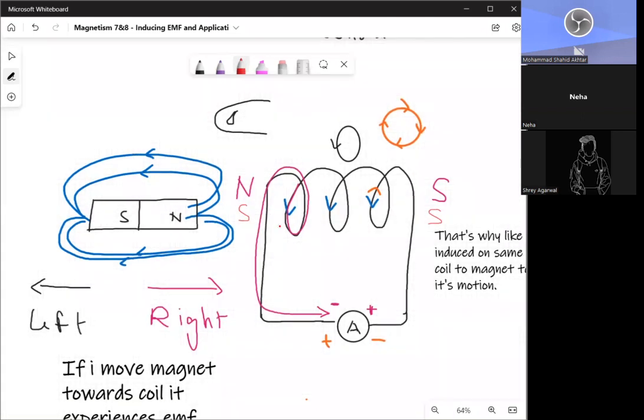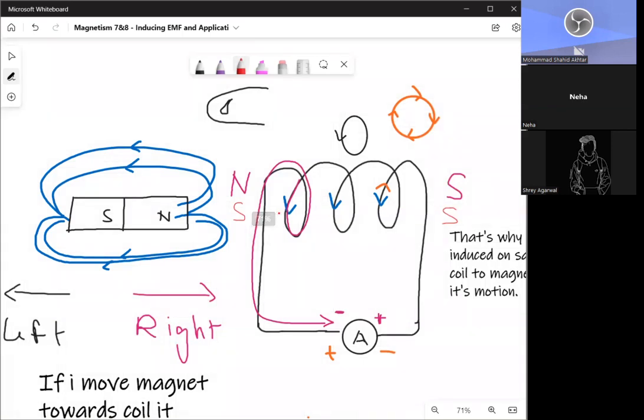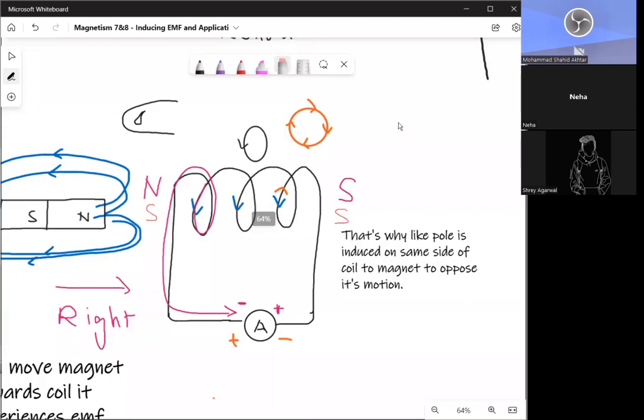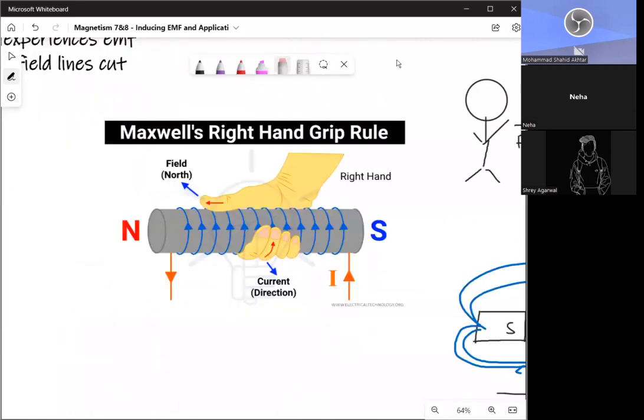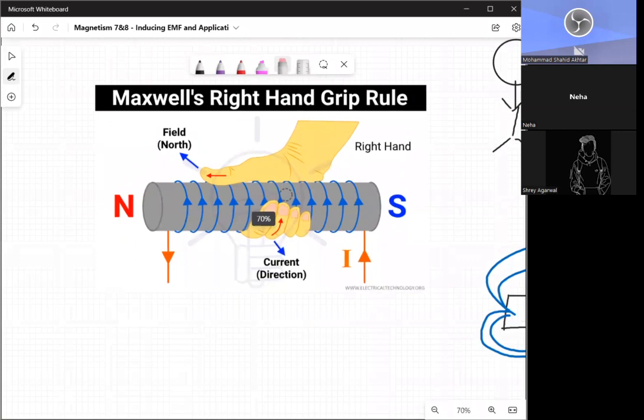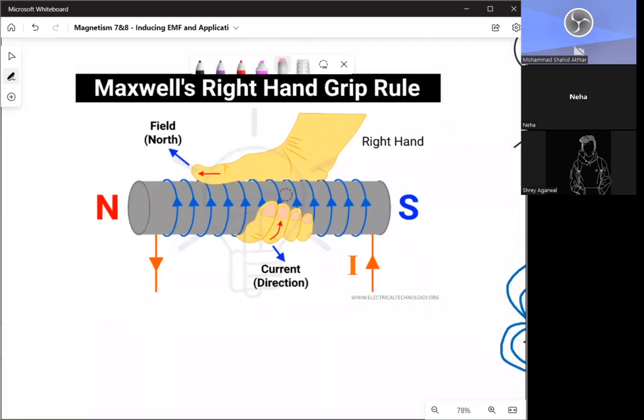Okay, now you have this coil right here. Now we know there's a north pole, there's a south pole, but we have to guess the direction of the current. Now we have something called the right hand grip rule. Can you see this? Yep. Right hand grip rule. Now I want you to look at it for a second. Tell me what you see. Just in silence, look at it for 10 seconds. No talking.